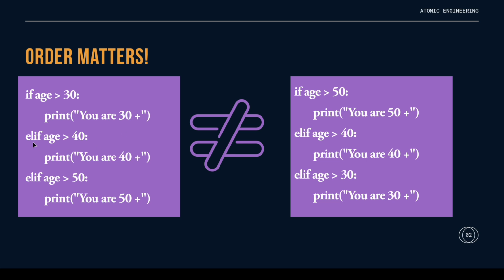So again, we are checking if they are more than 40 and printing 40 plus, and we are checking 50 and then printing 50 plus. And in the other code, we are checking if they are greater than 50 first, and then 40, and then 30. Which one do you think is the correct one?